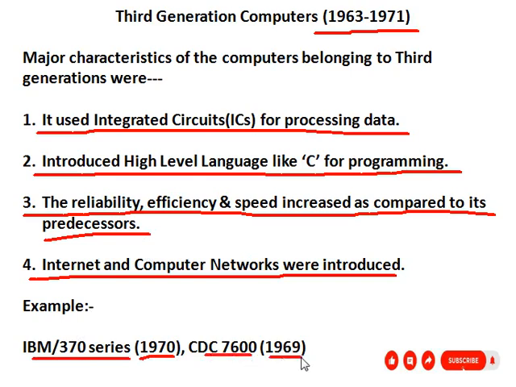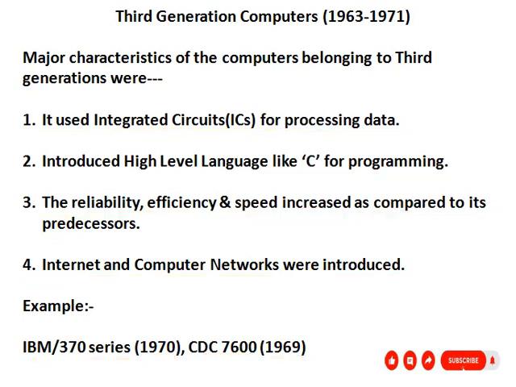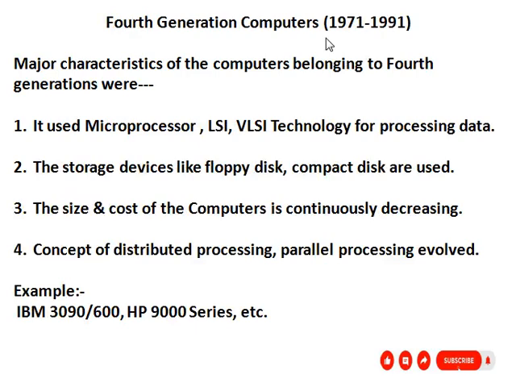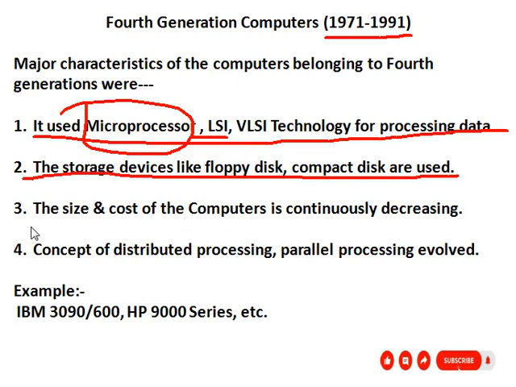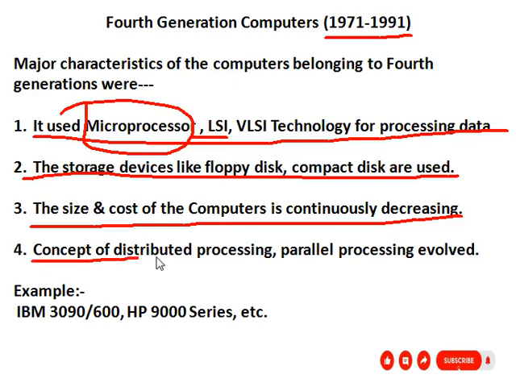Our next generation is fourth generation. The range of fourth generation computers is 1971 to 1991. The main characteristics: number one, it uses microprocessor, LSI, and VLSI technology for processing data. LSI means large scale integrated circuit, and VLSI means very large scale integrated circuit. Number two, storage devices like floppy disks and compact disks are used. Next, the size and cost of the computer continuously decreased. Number four, the concept of distributed processing and parallel processing evolved. Examples are IBM 3090, Public 600, ASP 9000 series, etc.